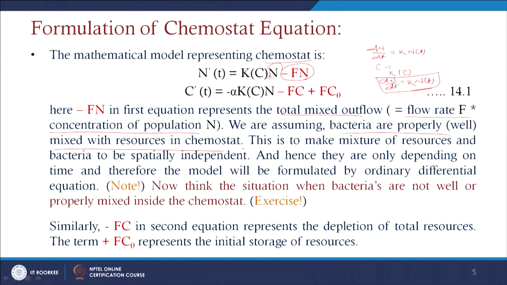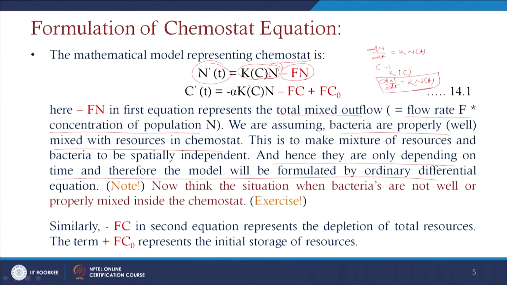This makes the mixture of resources and bacteria spatially independent, so they depend only on time, and therefore the model is formulated by an ordinary differential equation. Here we consider the change of population, or change of cell number, with respect to the proportionality constant times the total population size, and whatever is flowing out of the system. Now think about a non-uniform distribution, where it is not properly mixed inside the system. Then many constraints would come into the picture, and in the next slides or lectures we can consider the restrictions that must be followed to deal with that model.